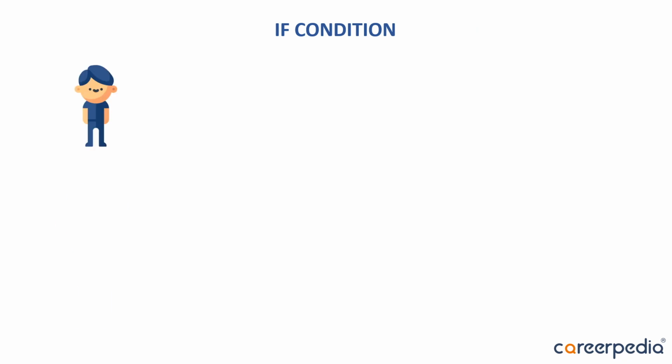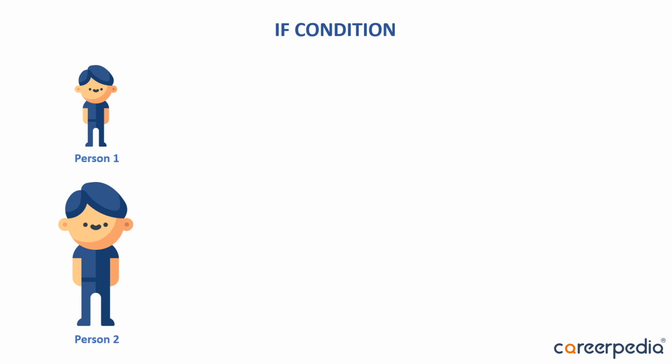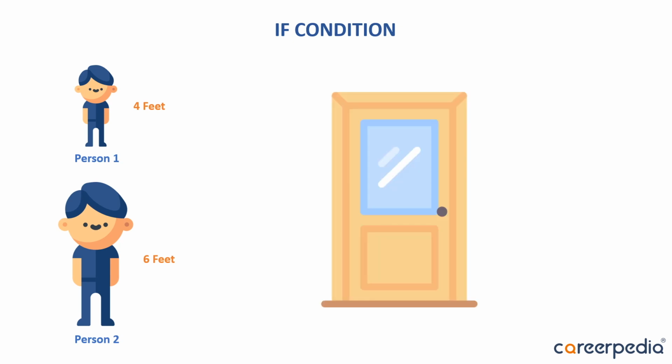Firstly, let us take one person and a second person. We have two persons, we'll name them person 1 and person 2, and the height of the first person is 4 feet, the height of the next person is 6 feet. Now we have a door which says only 4 feet persons are allowed inside. So only 4 feet here is the condition, and depending on this condition only can we access this door.